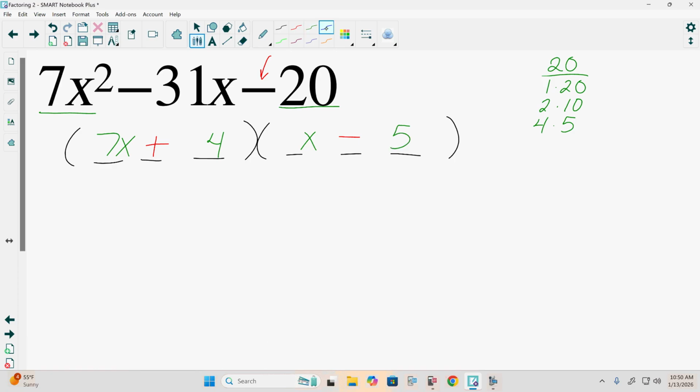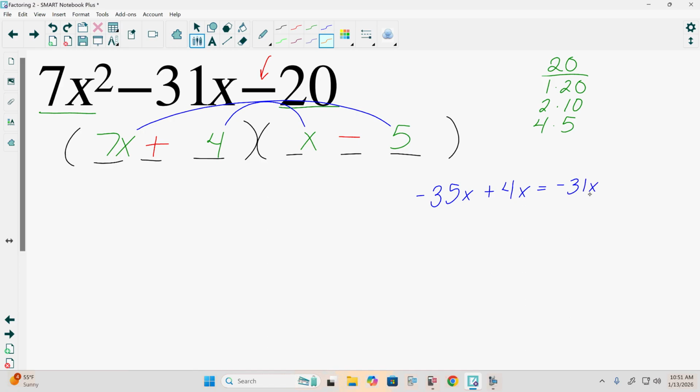And again, with factoring these, I would just pick one that seems like it might work. Let's put it in and check it. And again, just like yesterday, we're not going to worry about doing 7x times x, because that's still 7x squared. 4 times negative 5 is still negative 20. The ones we want to check is our 7x times negative 5. 7 times negative 5 is going to be negative 35, and we do still have that x. 4 times x is going to give us plus 4x. Negative 35x plus 4x, negative 35 plus 4 is going to give us negative 31x.